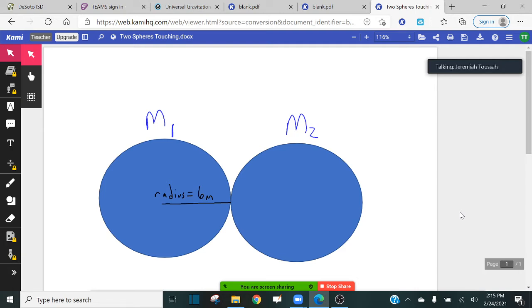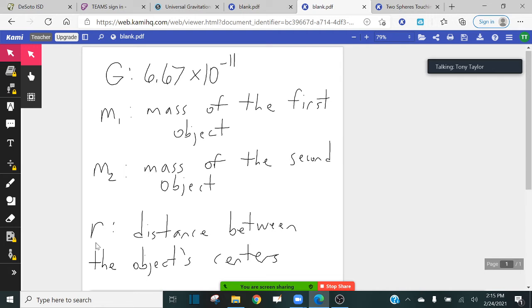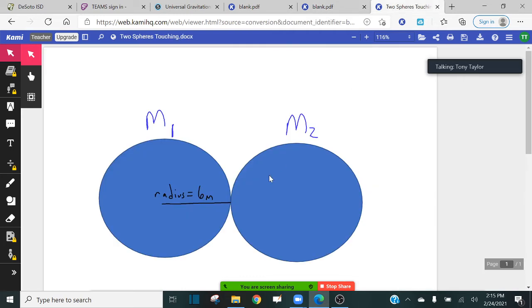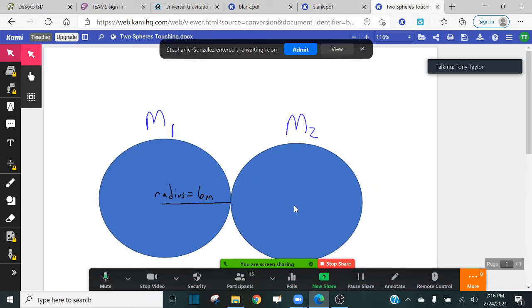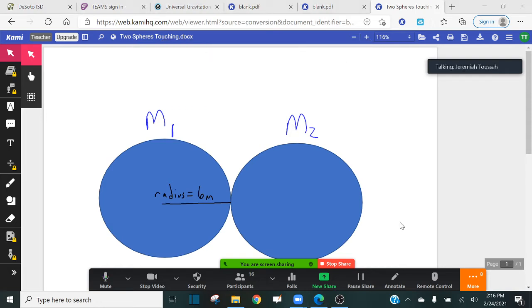You mean R is in radius? No. In this particular equation right here, what R means is the distance between the object centers. It does not mean radius. I'm saying if you have two spheres that are directly next to each other and they're touching, what exactly is R? That means it's 0.